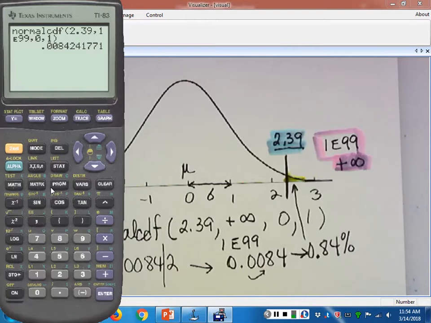So if you have 2 numbers and the Z is in between, you put in the numbers, the lowest and the highest, the smaller and the larger. And then 0 and 1, because that's the mean and standard deviation.